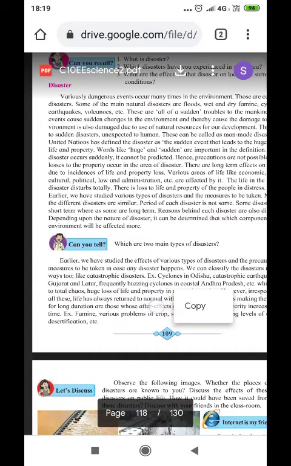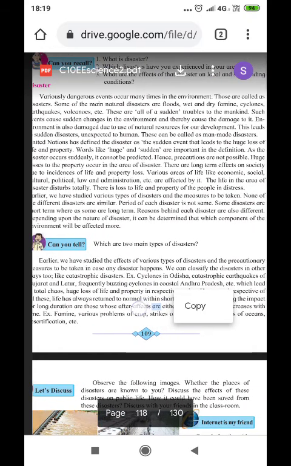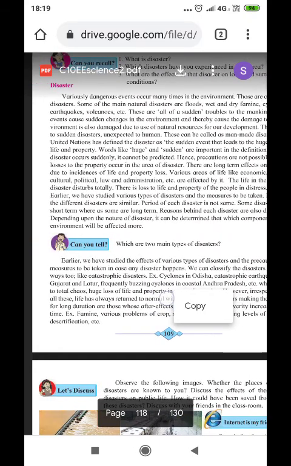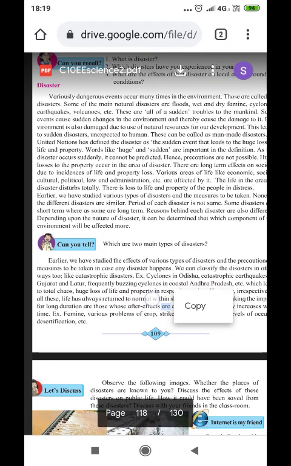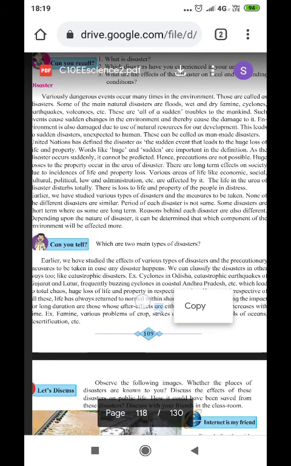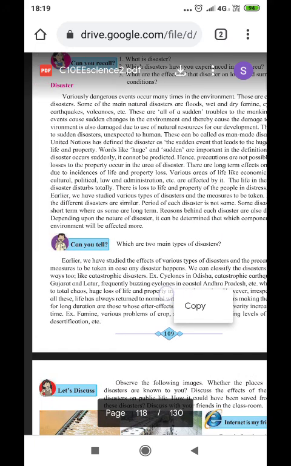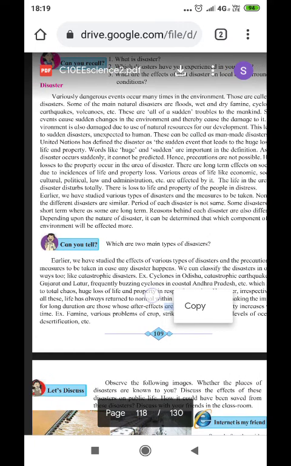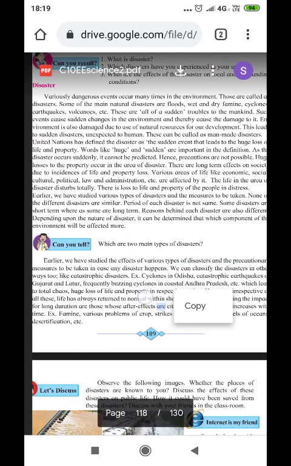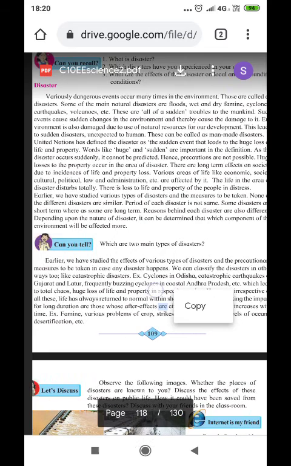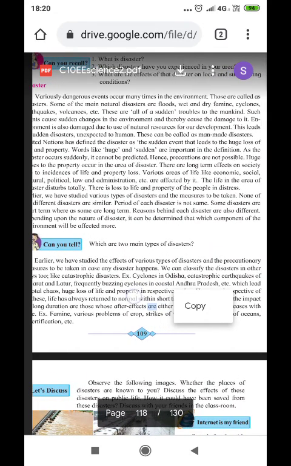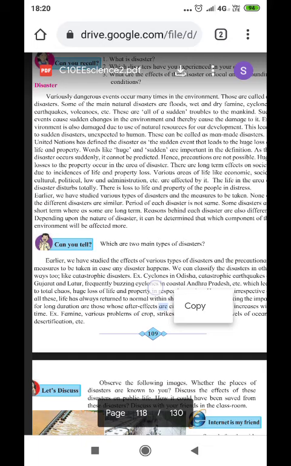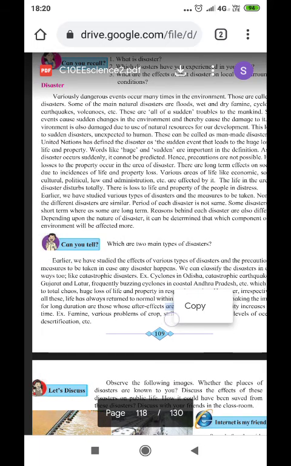Earlier, we have studied various types of disasters and measures to be taken. None of the different disasters are similar. The period of each disaster is not the same. Some disasters are short term whereas some are long term. The reason behind each disaster is also different. Depending upon the nature of the disaster, it can be determined which component of the environment will be affected more.